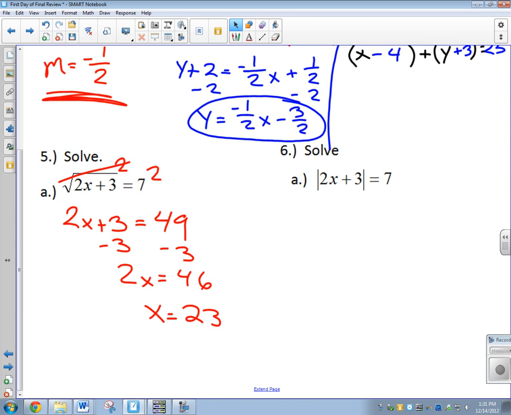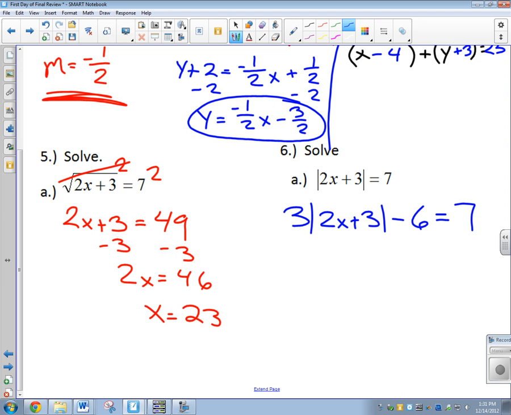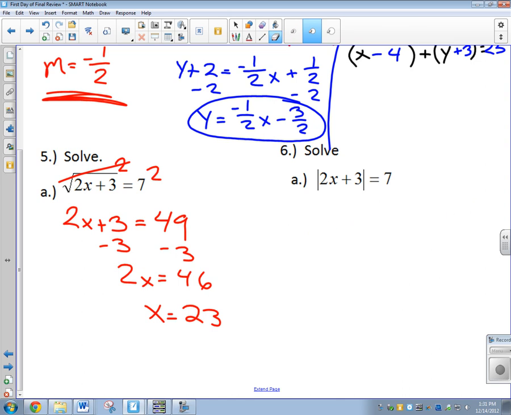5b, we did this in bell work earlier. If there was something that looked like this one originally, what would I have to do? Add 6, then divide by 3, and then go. Okay? We don't have to do that on this one because the absolute value is already by itself. You want to get the absolute value by itself, and then once the absolute value is by itself, how do I get rid of it?